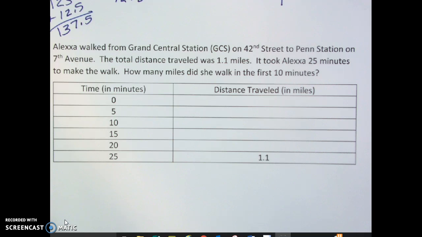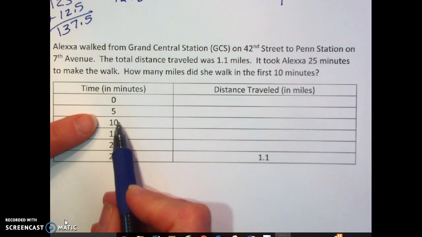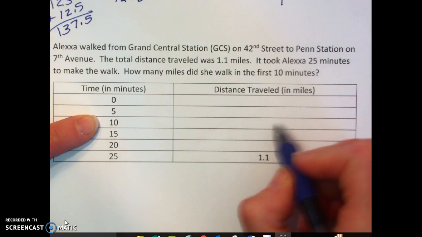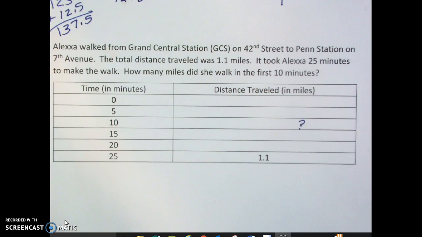Okay, our next example. Alexa walked from Grand Central Station on 42nd Street to Penn Station on 7th Avenue. The total distance traveled was 1.1 miles, and it took Alexa 25 minutes to walk that. So we can see filled in on the chart here, 25 minutes, she was able to walk the 1.1 miles. We want to know how many miles did she walk in the first 10 minutes. This is the one we're looking for here.